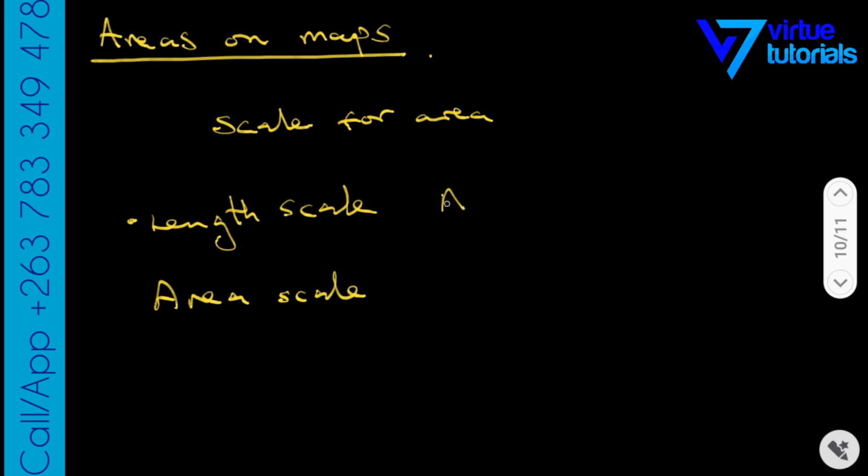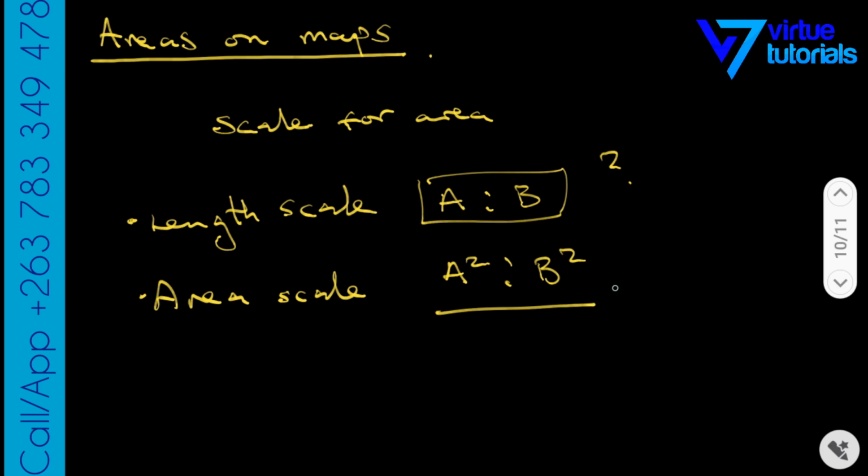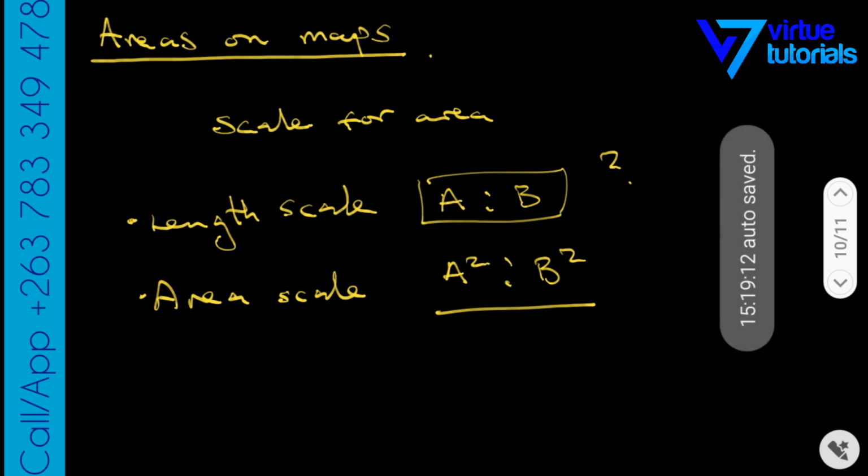So if you're given A is to B for the lengths, you have to square your scale, and get A squared is to B squared. This is your scale for the areas. So whenever you're given a scale on a map, when you're now dealing with areas, you have to square that scale so that you are able to apply that to areas.